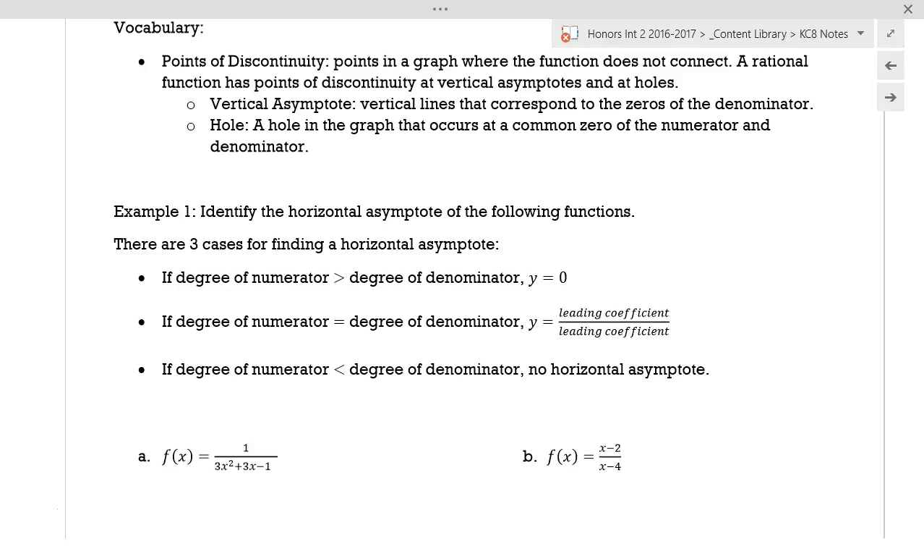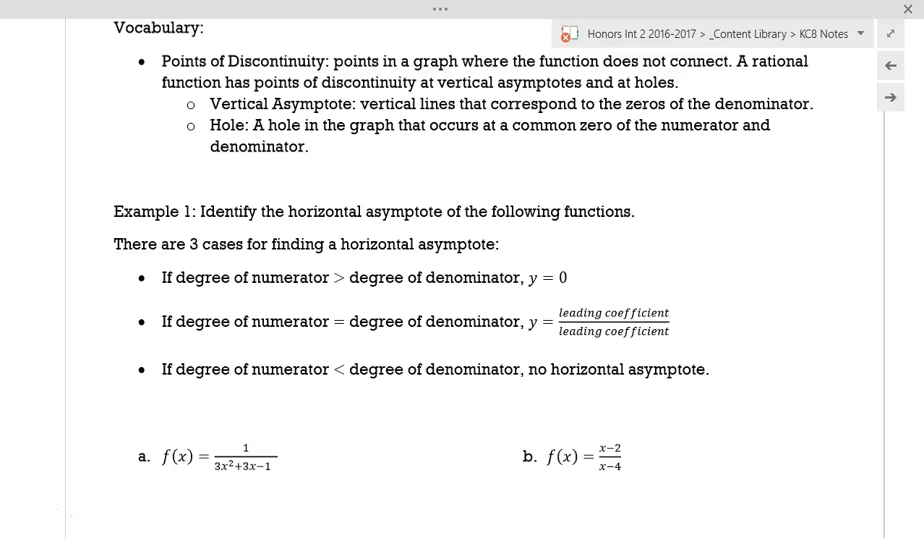Some vocabulary. Really our only new vocabulary word is points of discontinuity. Again, it's the point in a graph where the function does not connect. A rational function has points of discontinuity at vertical asymptotes and at holes. Our vertical asymptote is a vertical line that corresponds to the zeros of the denominator. A hole in the graph occurs at a common zero of the numerator and denominator. In a little bit, we're going to go into more depth about when a vertical asymptote occurs and when a hole occurs.